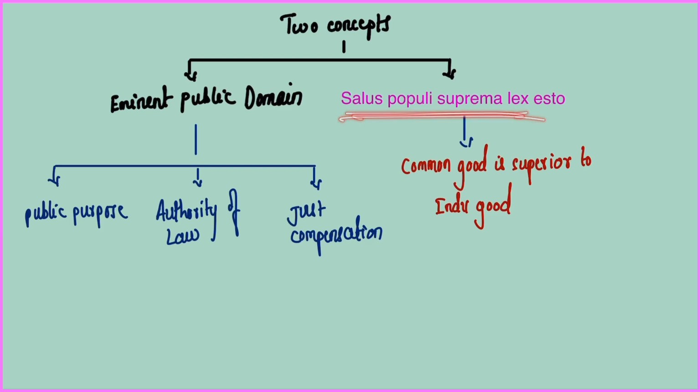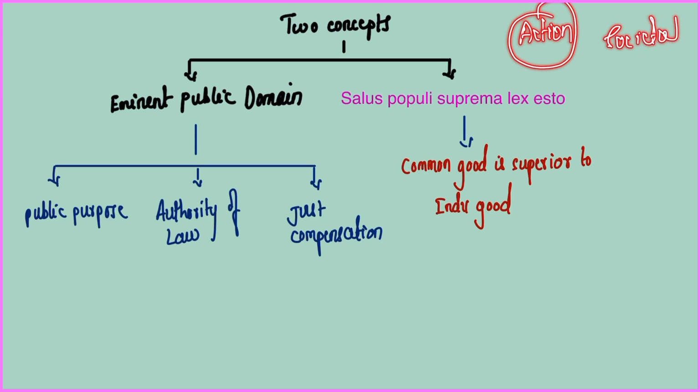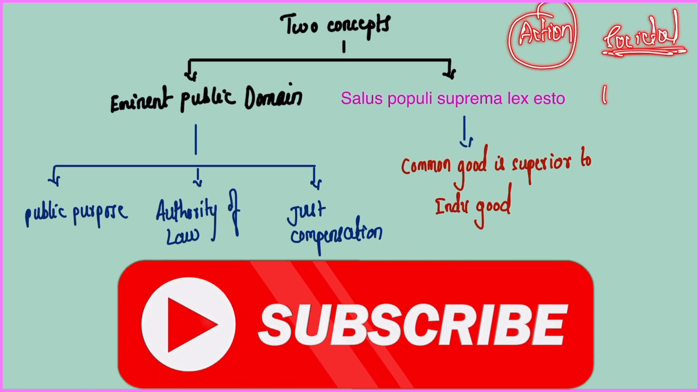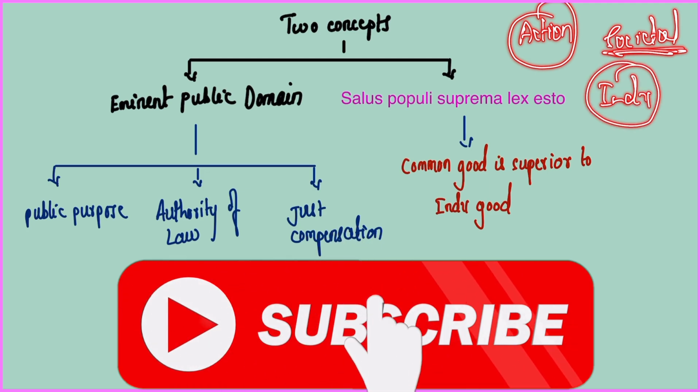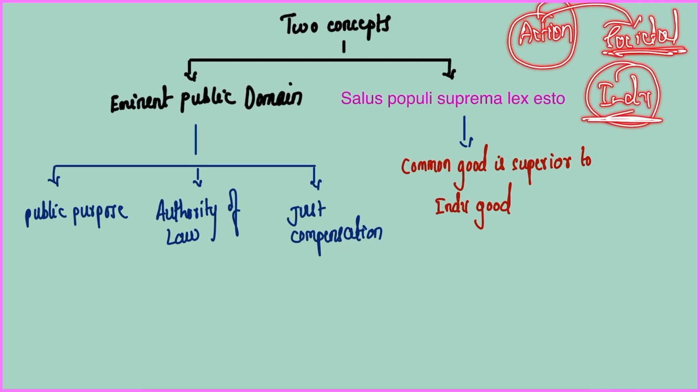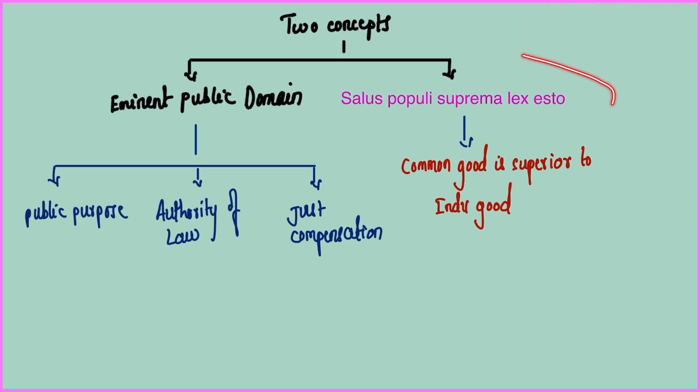Second principle is salus populi suprema lex. This can be asked in prelims and mains exam and other competitive exams, so please remember this. What does this principle say? This principle is a Latin phrase which says that common good is superior to individual good. Meaning, if any action is being taken by the government for promoting societal good or common good, then that is superior to individual good. Meaning, it says government can take away private property for promoting societal good. So these two principles were taken by the Government of India and inserted them in the Constitution of India, and let us see how that was done.